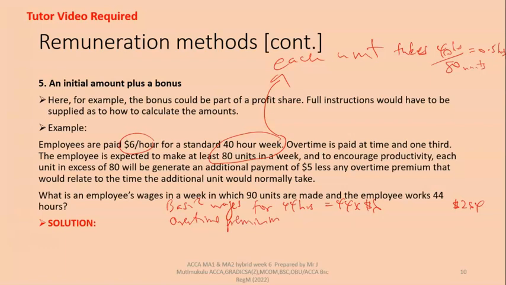We know the normal week takes 40 hours, but we took 44 hours, so there was an extra time of 4 hours. The extra time, that's 4 hours, is paid at time and a third, that is $6 and a third.